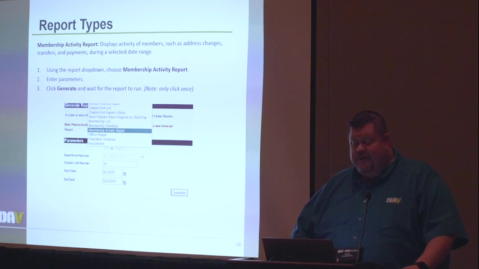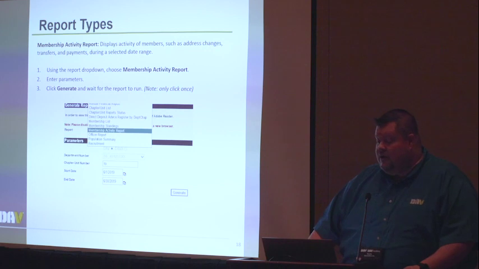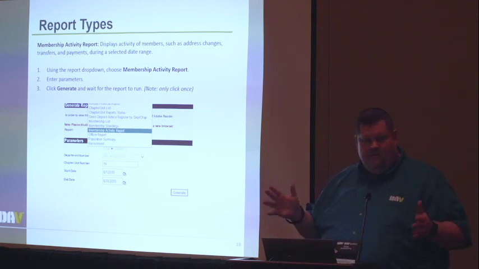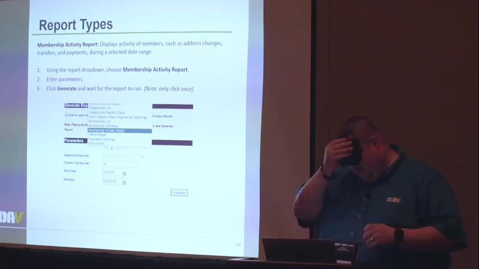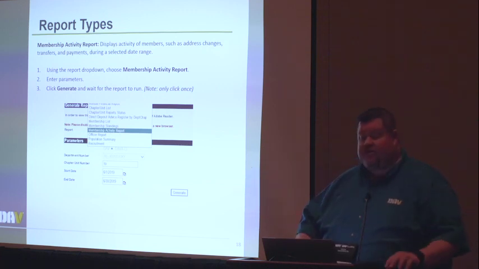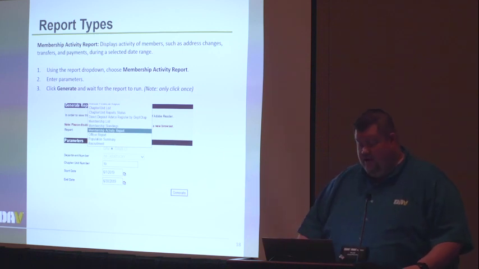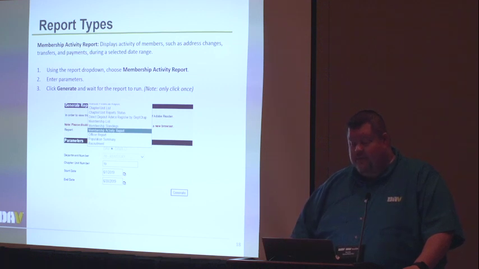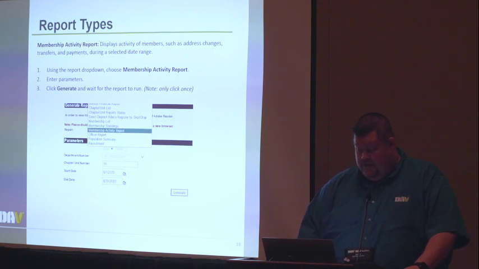The membership activity report displays activity of members such as address changes, transfers, and payments, and you have to select a date range for that. So if you want to know what's been going on in the past year with your members, you can select July 1 to the current date, and it'll give you all the information. Again, choose membership activity report, there's the date parameters, and then generate report. Just click once, because if you click multiple times, it will try to open multiple reports for you. Give it a second. It typically doesn't take too long.